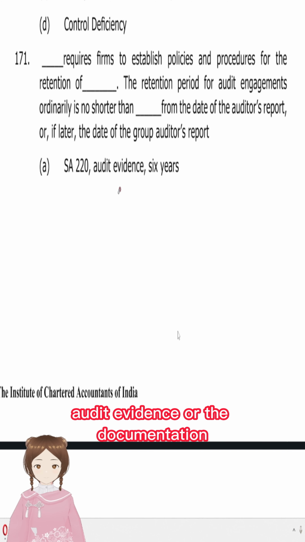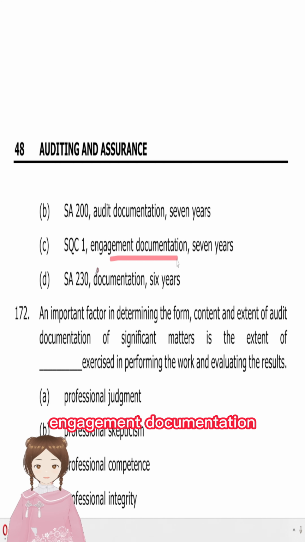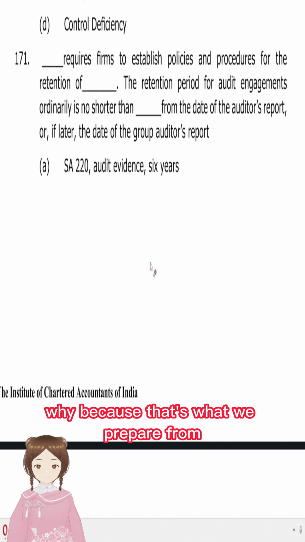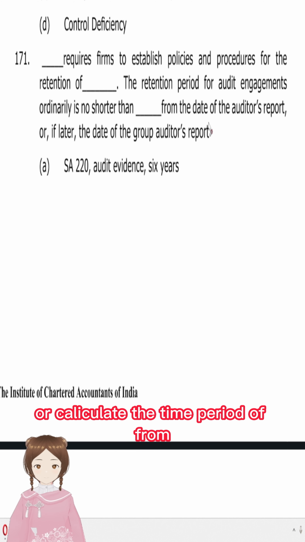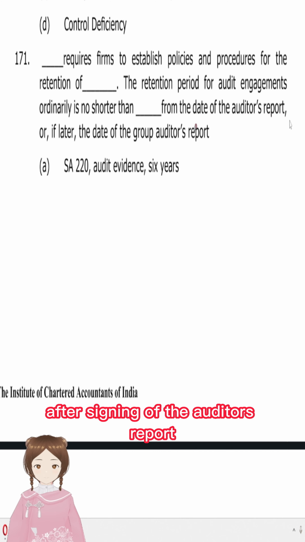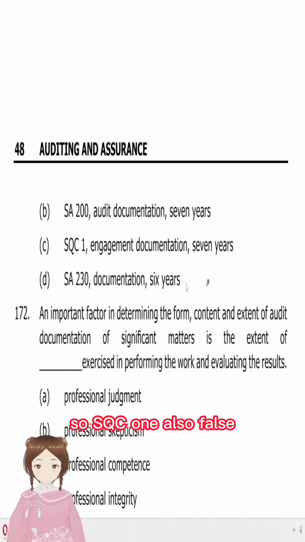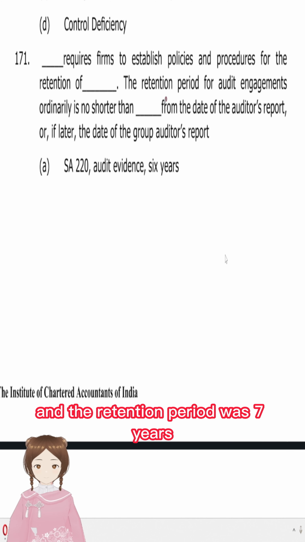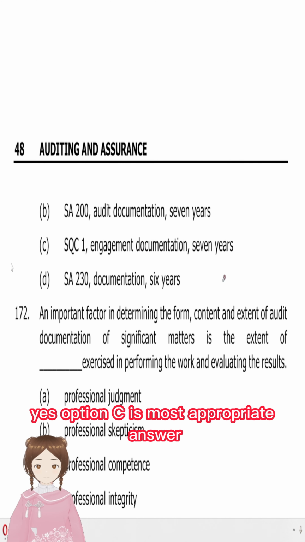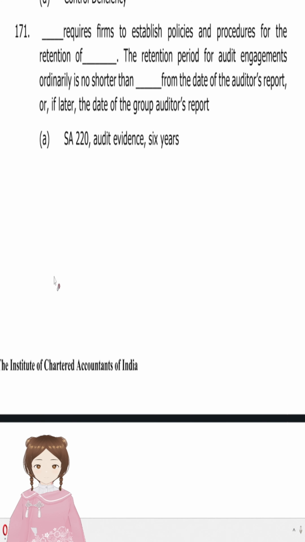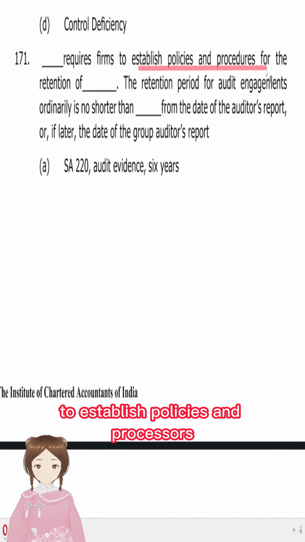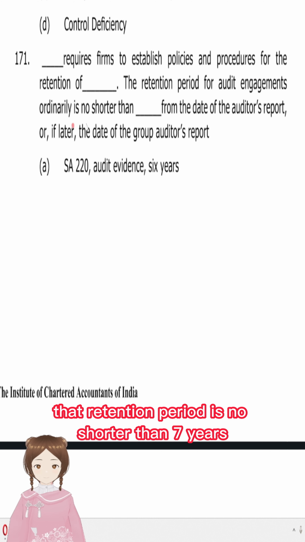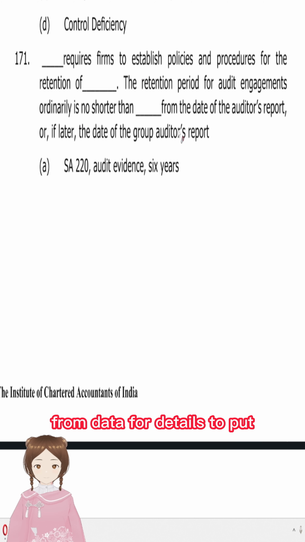What do they have to document: audit evidence, audit documentation, engagement documentation. I think it's mostly engagement documentation. Why? Because that's what we prepare, and we calculate the time period from after signing of the auditor's report. So SQC1 also requires firms to establish policies and procedures, and the retention period was 7 years. Yes, option C is most appropriate answer. SQC1 requires firms to establish policies and procedures for retention of engagement documentation. That retention period is no shorter than 7 years from date of auditor's report.